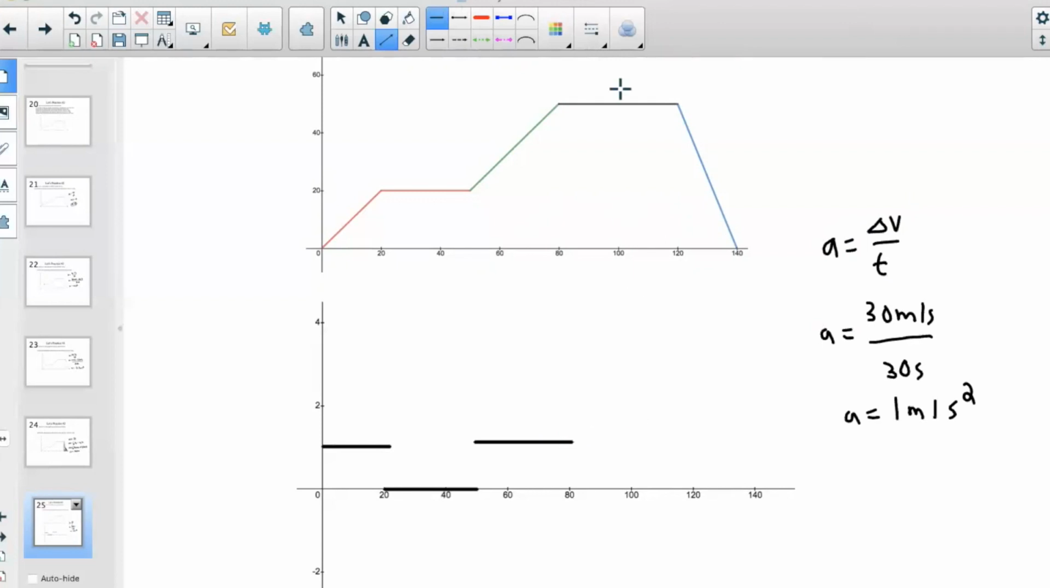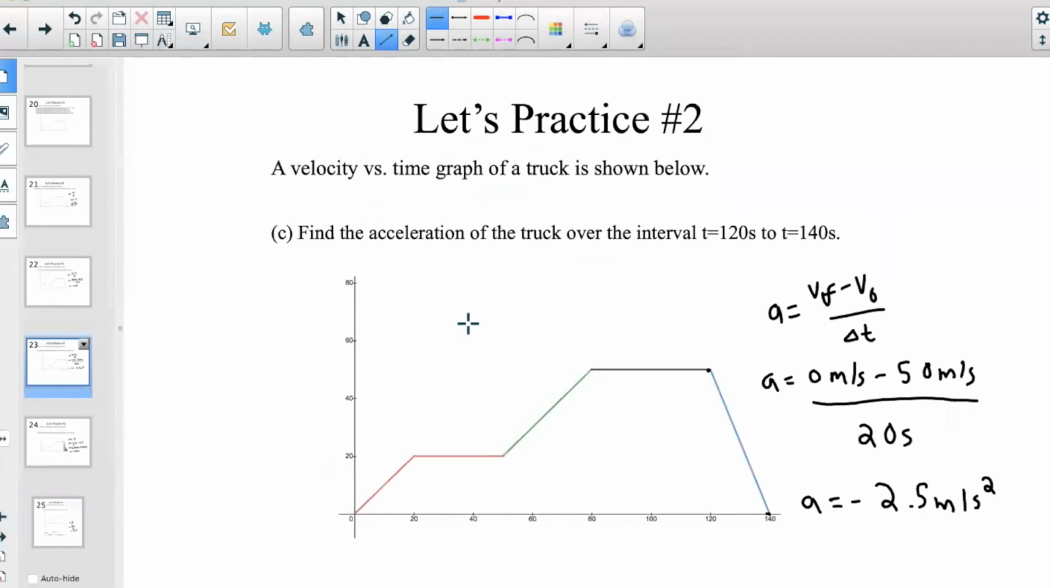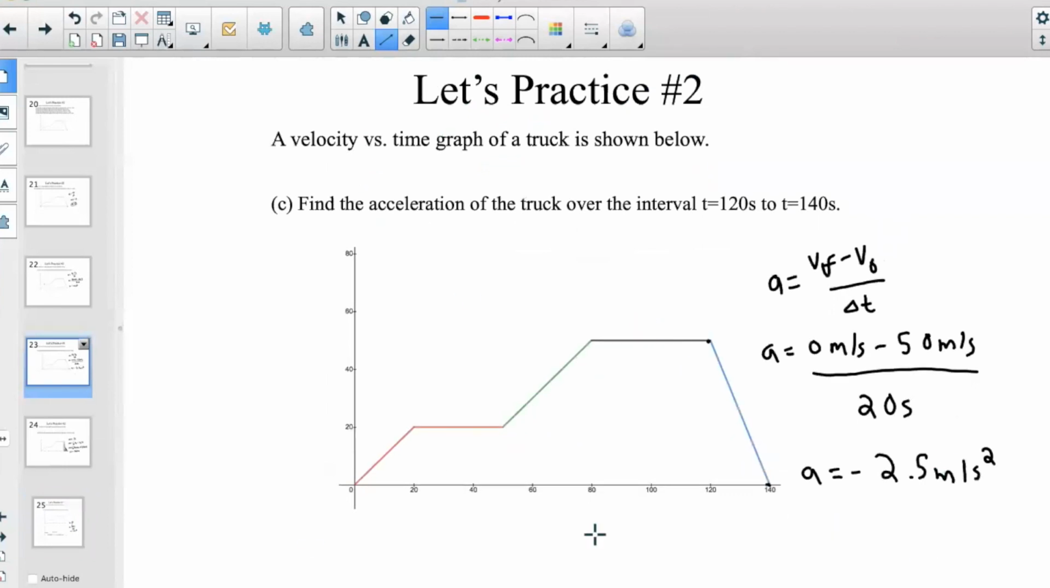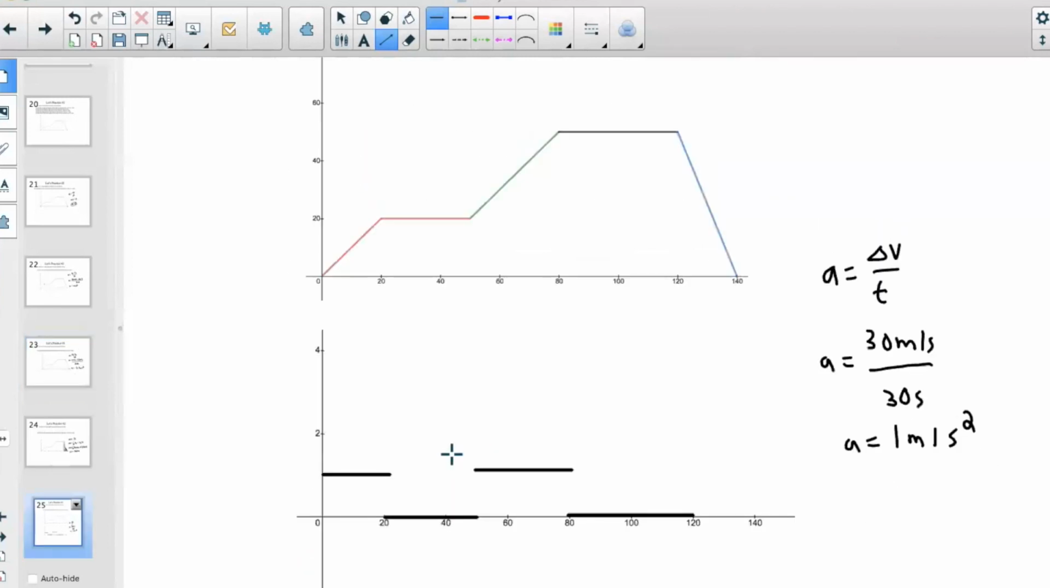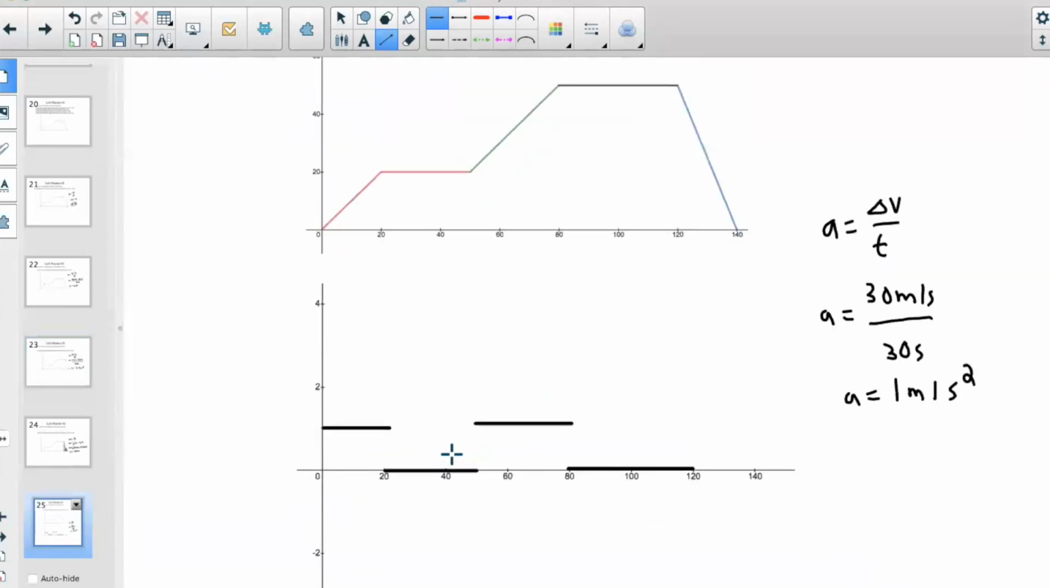Once again, from t equals 80 to t equals 120, we can see there's no change in the velocity. So once again, our acceleration is just going to be 0. And finally, from t equals 120 seconds to t equals 140 seconds, we have already calculated this in part C. We found that the acceleration is negative 2.5 meters per second squared. So we'll just go underneath our graph. And 2.5 should be somewhere around here. And that will conclude our acceleration time graph.